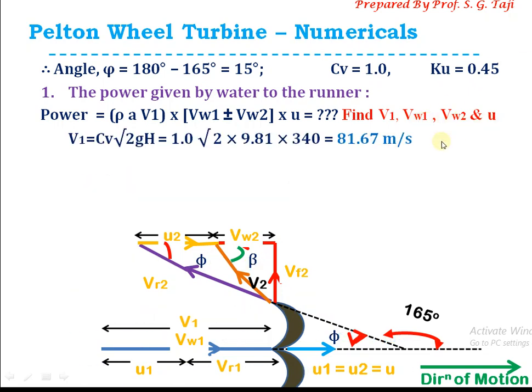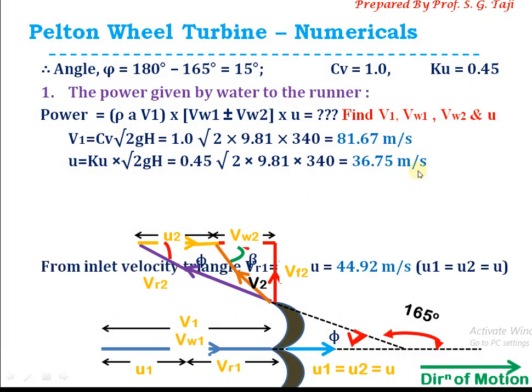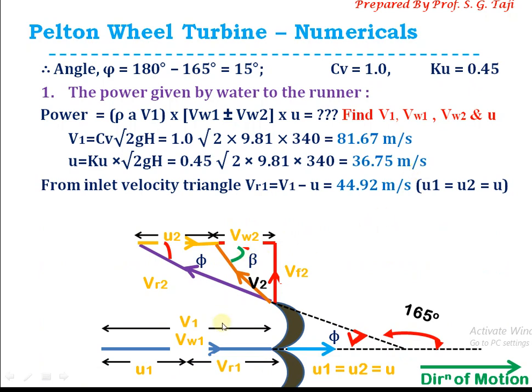Let's start with V1, as they have given Cv and speed ratio. First and foremost, you are going to calculate the value of V1 and the value of U. Here V1 is equal to Cv under root of twice of gH. So the value of V1 is coming out as 81.67, and the value of U is equal to Ku multiplied by under root of twice of gH, which is coming out as 36.75. Now the next thing, we are going to calculate the other parameter we require here, VW1. From the inlet velocity triangle, my VW1 will be equal to V1, so my VW1 is 81.67.